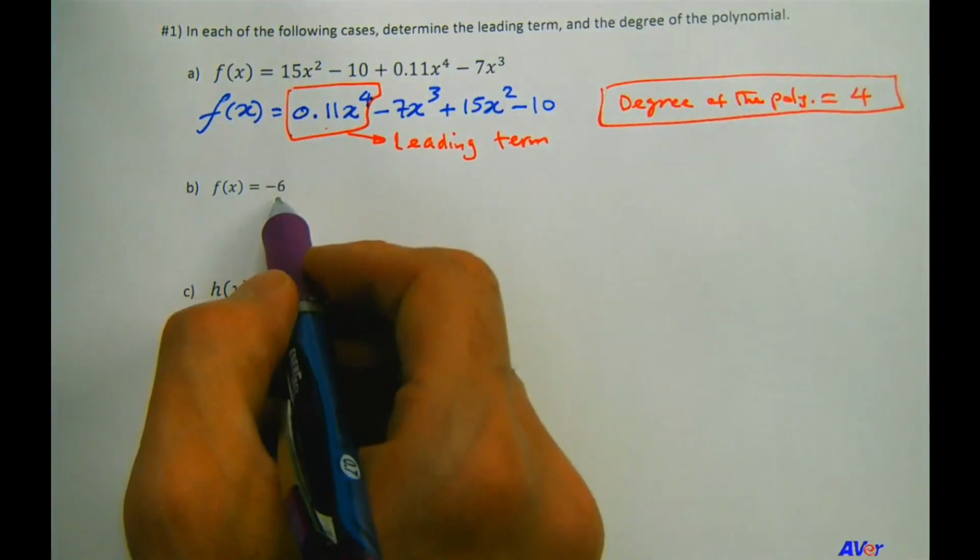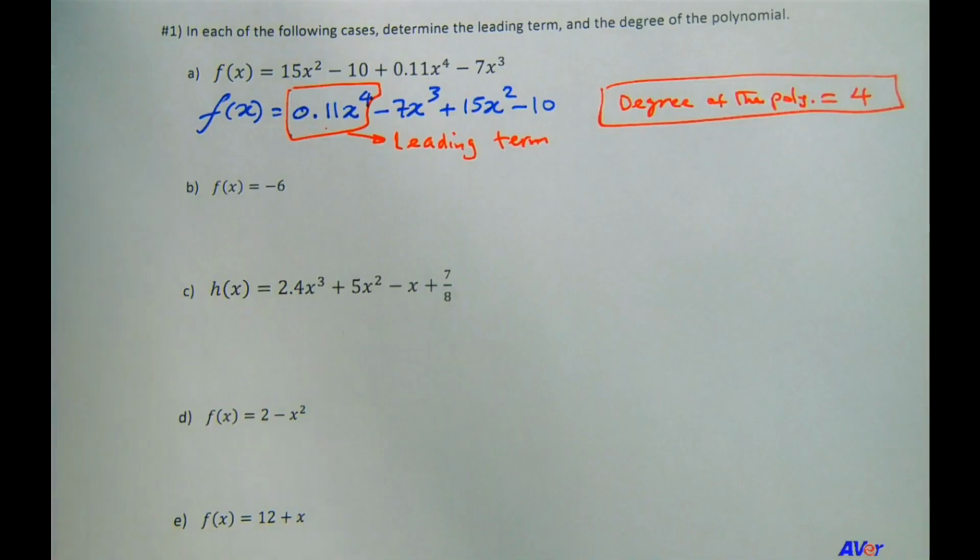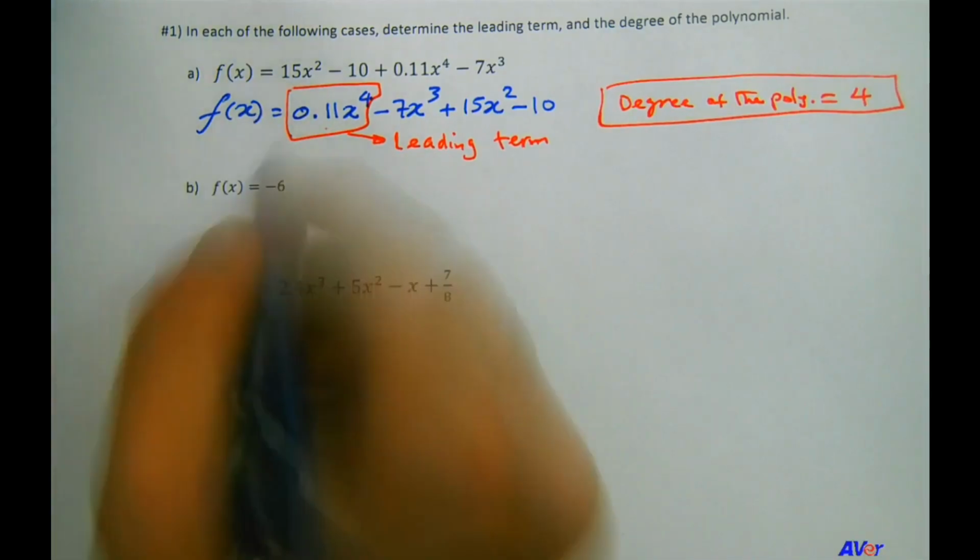Then this polynomial. So here, the leading term is -6. It's the only term.